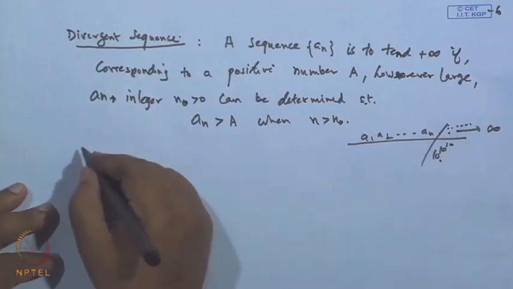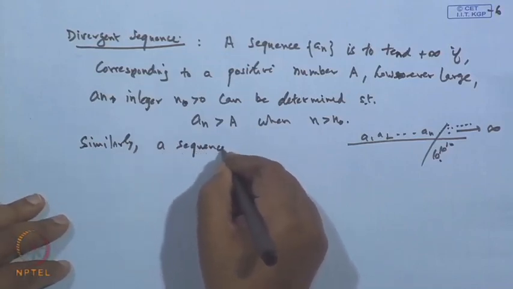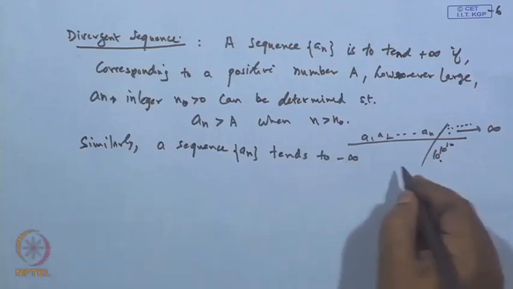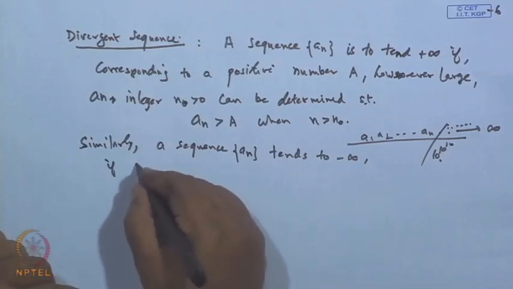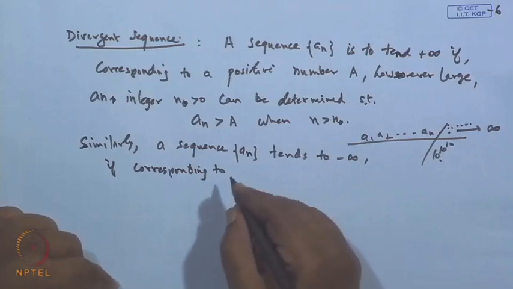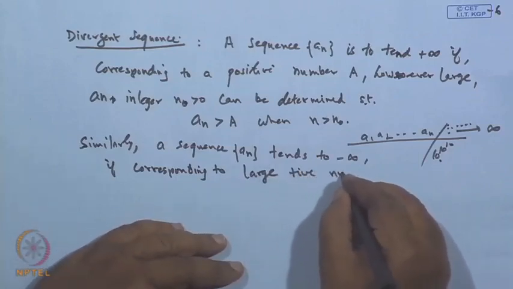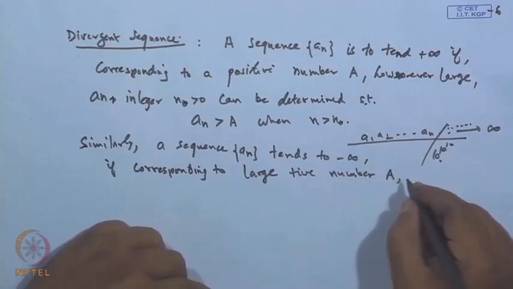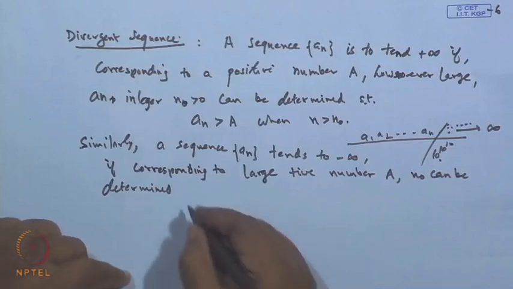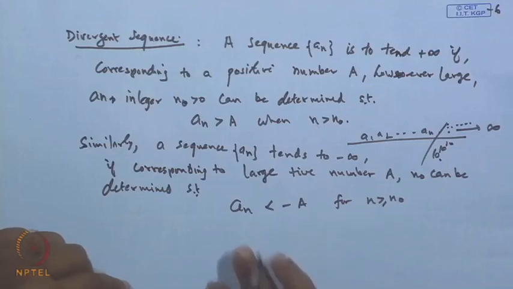Similarly, we say a sequence tends to minus infinity if, corresponding to a large positive number A, n naught can be determined such that a n's are less than minus A for all n greater than or equal to n naught, then it is tending to minus infinity.